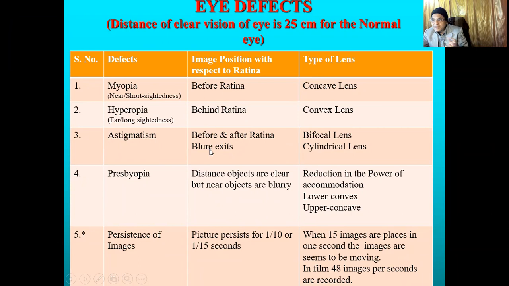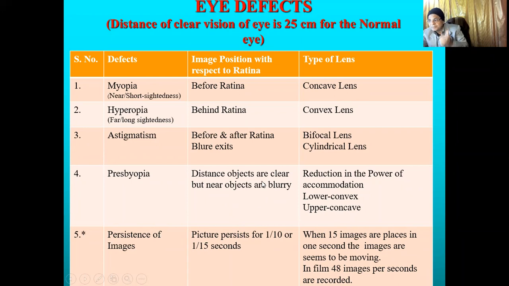In astigmatism, the blur is before and after the retina, that is, the images form in two positions. So for that, we need a bifocal cylindrical lens. See, presbyopia: distant objects are clear, but the near objects are blurred. And this is the blurry object. So there is a reduction in the power of accommodation, that is lower convex and upper concave.